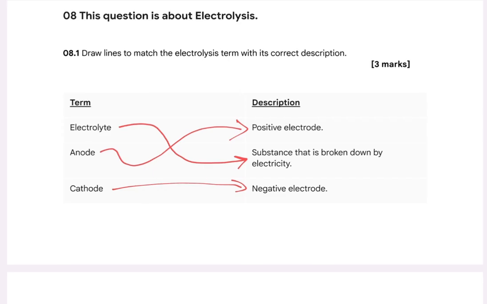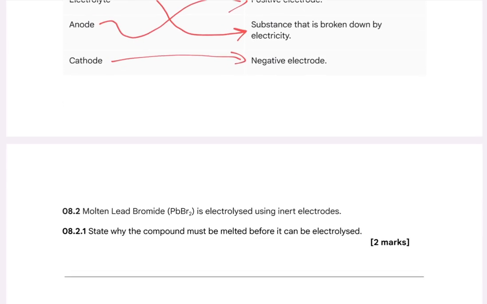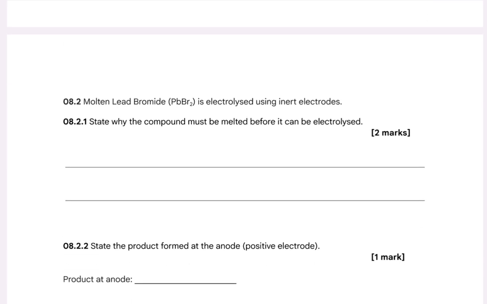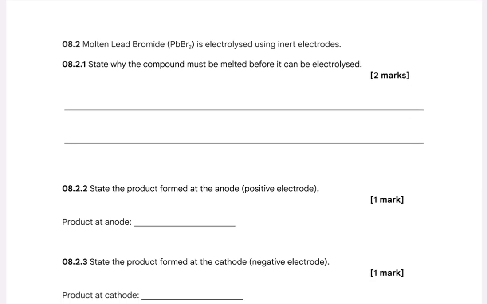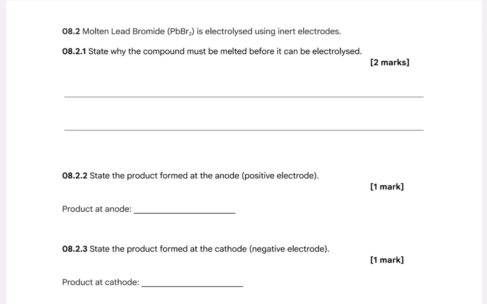So as we go to lead bromide, again, a common example, a common demonstration practical for these types of reaction, whereby you put electrodes into lead bromide, melt it up, and sometimes if you connect it to a bulb, you see the bulb start to light when the lead bromide melts. And this question is asking us too, why must it be melted before it's electrolyzed?